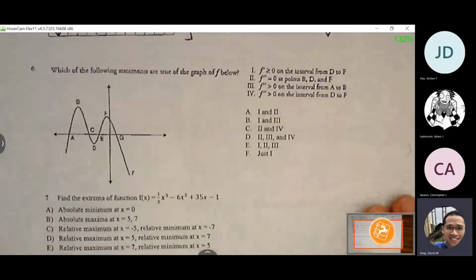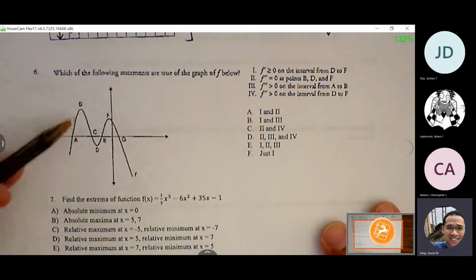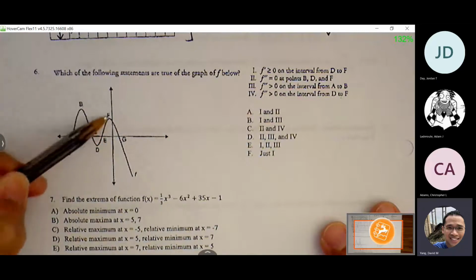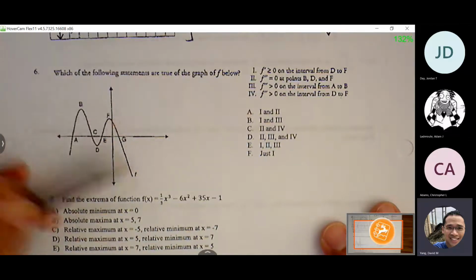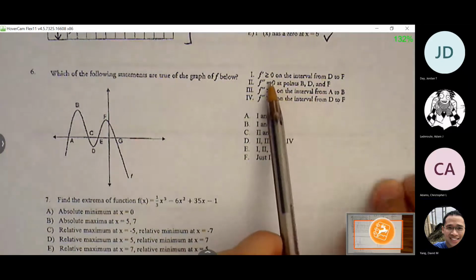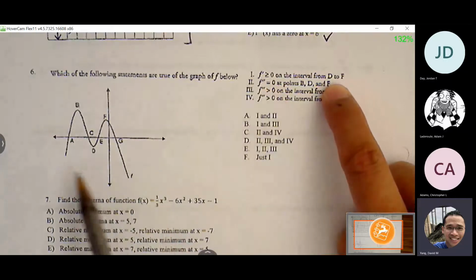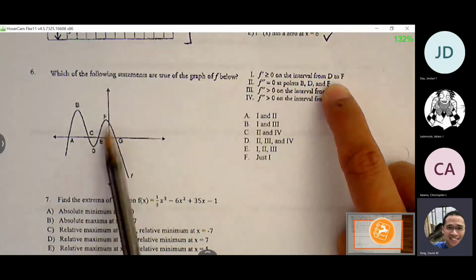Which of the following is true about the graph of f below? So this is the original function. Okay, so now we're looking at the original function, so whatever you see is what you expect. Relative max, relative min, relative max, increase, decrease, increase, decrease. Okay. F prime, slope is positive from D to F. That is true.